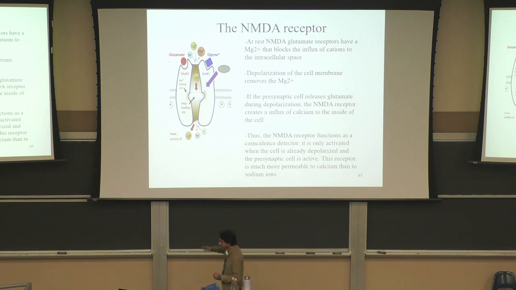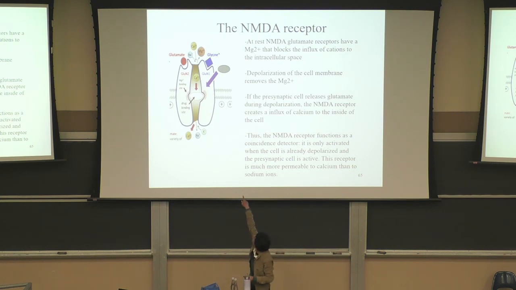So this is an ionotropic glutamate receptor. Ionotropic meaning that when the neurotransmitter binds, the receptor itself is a channel, so it opens and then ions go through. But it's a somewhat complicated ionotropic receptor because it requires two conditions to be activated. The first is glutamate has to bind the receptor because it's a glutamate receptor. And the second is that the cell has to be depolarized.